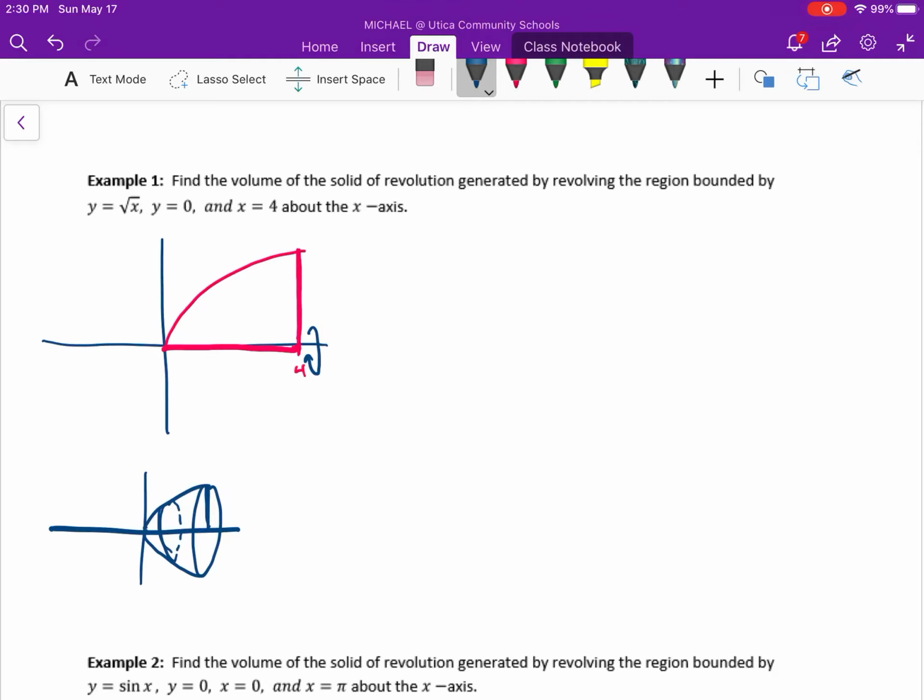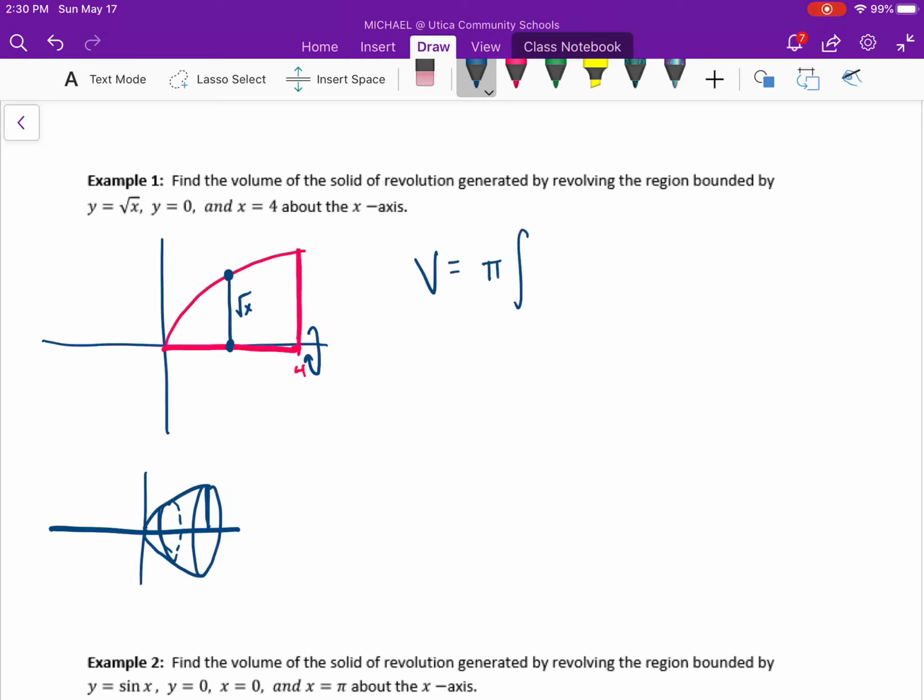And that's kind of what we're looking to find the volume of. So back up here, we need to figure out this radius. And this radius is just that function value. It is that function value, square root of x. No matter where we're at on that, it is the square root of x.